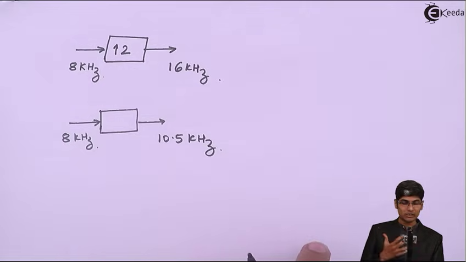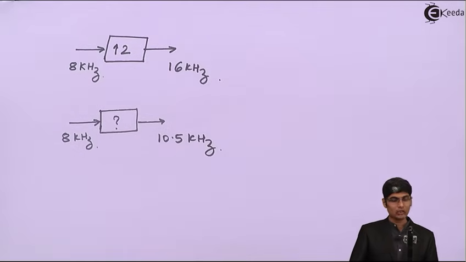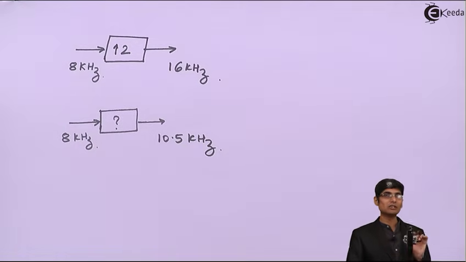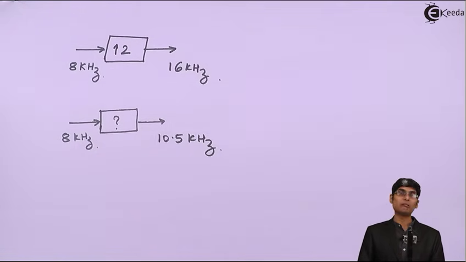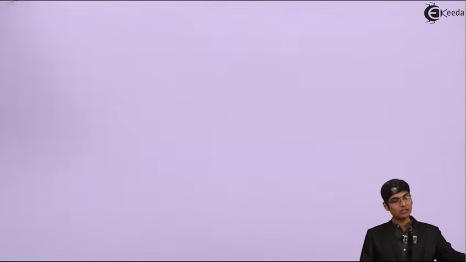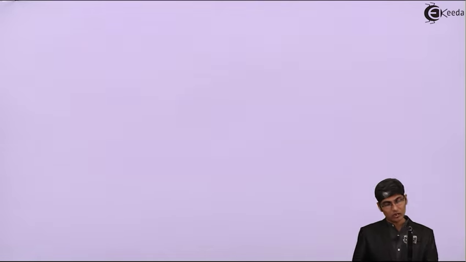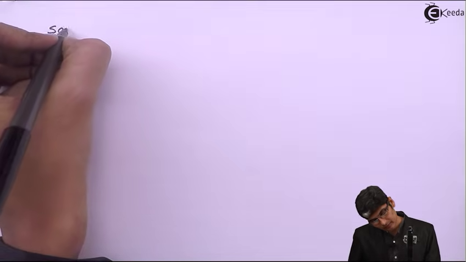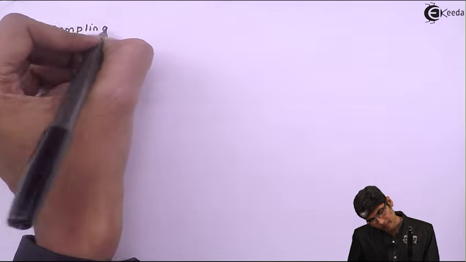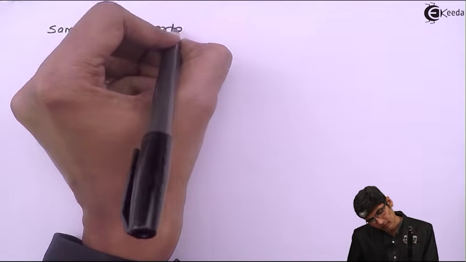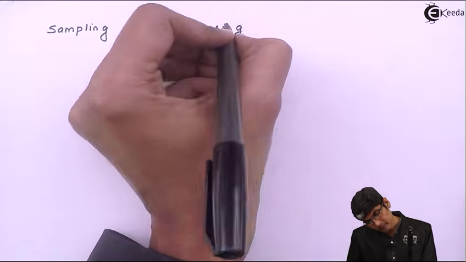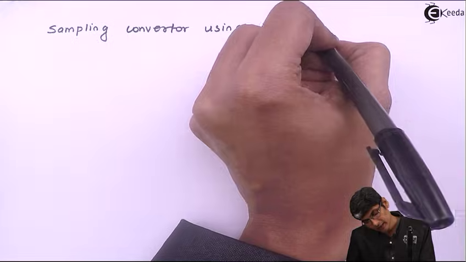So how to achieve this, or what should be the system to give us a fractional or rational value of sampling rate like this? To achieve that fractional or rational value of sampling rate, we normally use a rational factor, or an I by D converter. So we call this a sampling converter using an I by D factor.